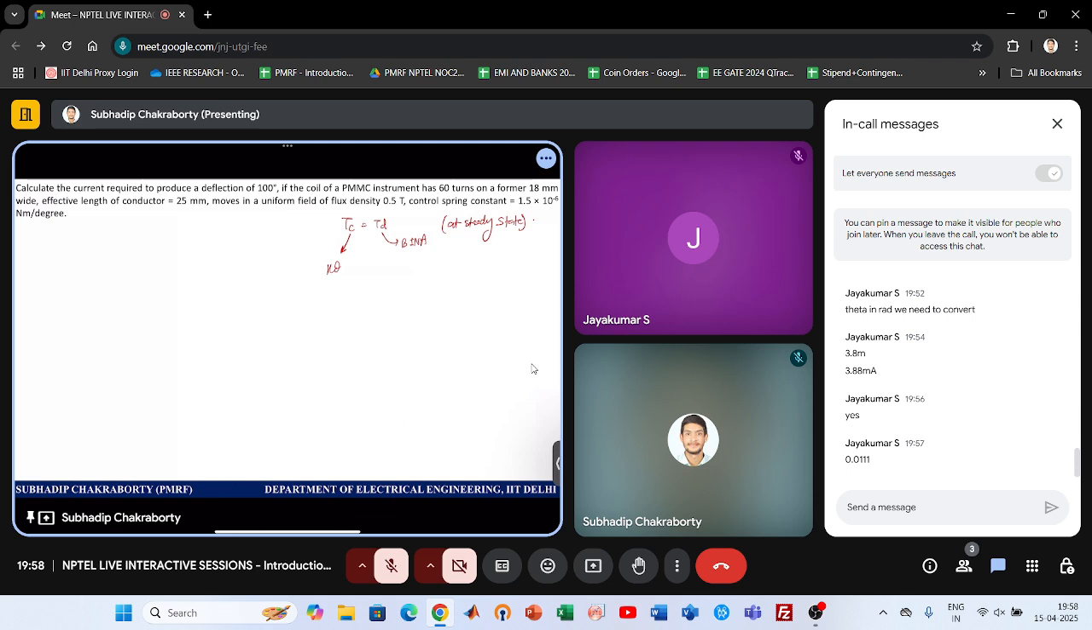Yeah, correct. What you got? 11.11. Yeah, correct. So it was simple, right? So 1.5 into 10 to the power minus 6 into theta, which is 100 degree, should be equal to B into I into N into A.